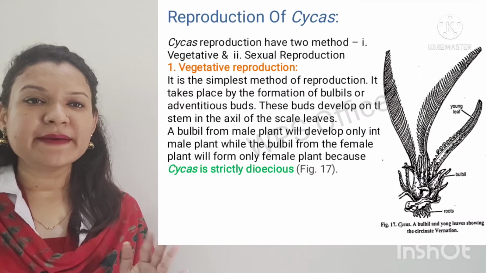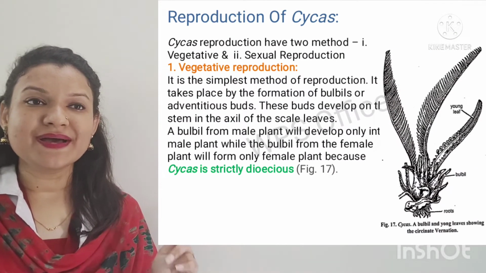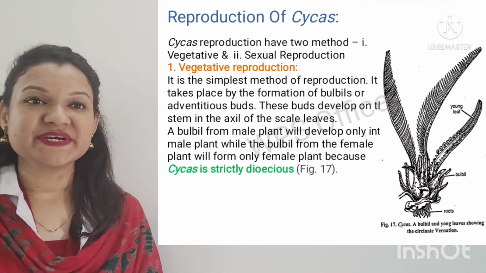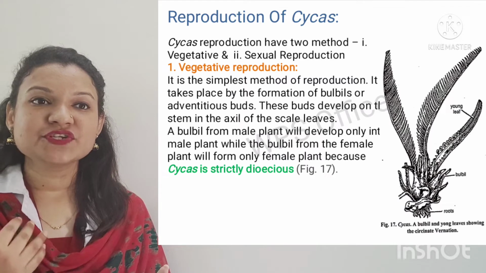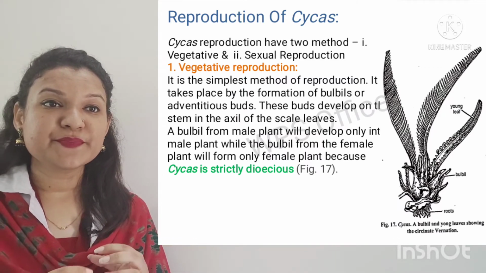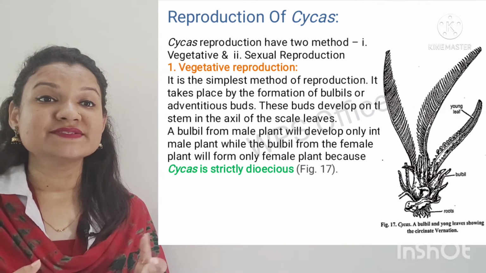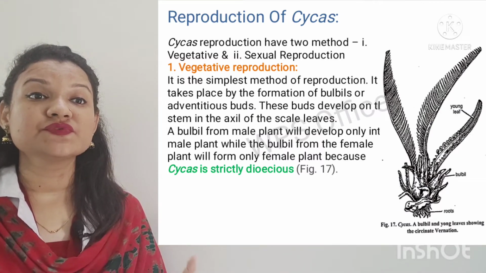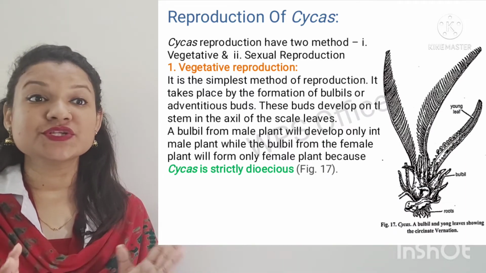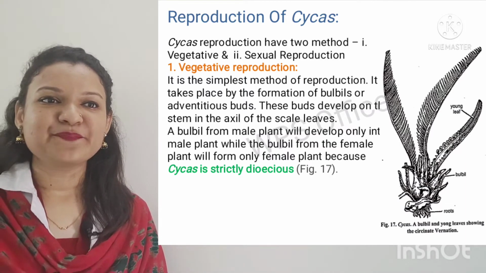Cycas reproduction has two methods. Number one is vegetative and number two is sexual reproduction. What is actually vegetative reproduction? Any form of asexual reproduction occurring in plants in which a new plant grows from a fragment of the parent plant. So this is actually vegetative reproduction.